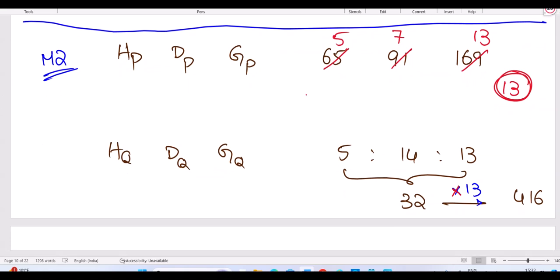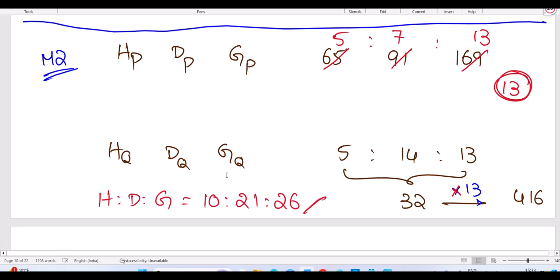What is 5 plus 5? 10. 7 plus 14. 13 plus 13. That's the answer, provided both have the same factor, 13 and 13. Here, 13. I am dividing this first one also by 13. Then I got this ratio. Okay. Then the same is there.